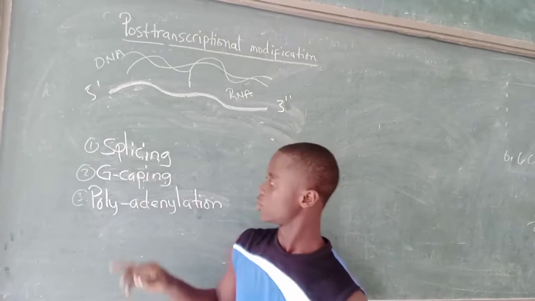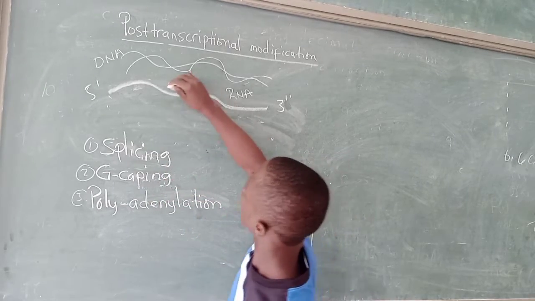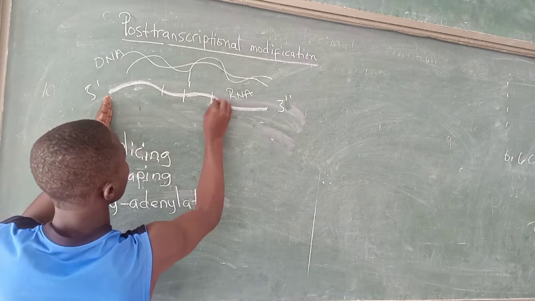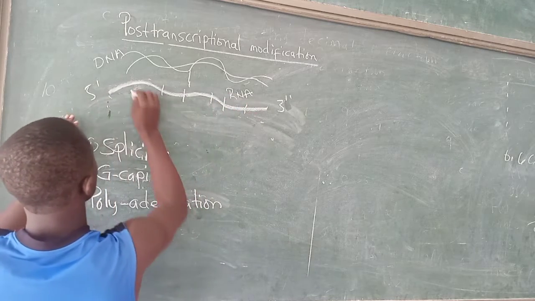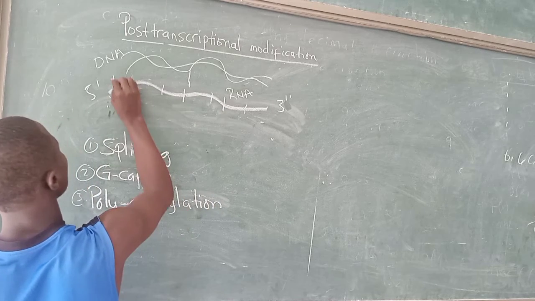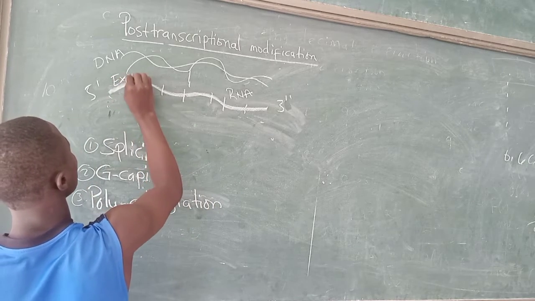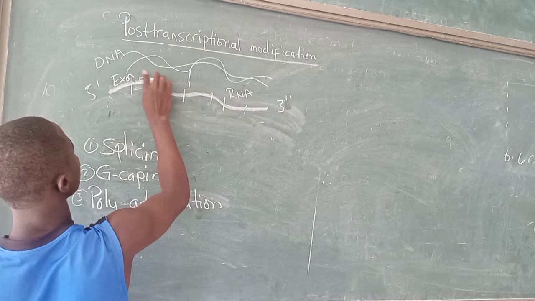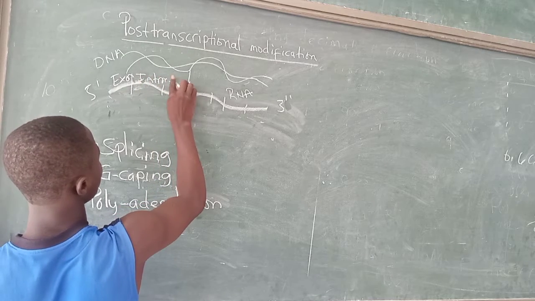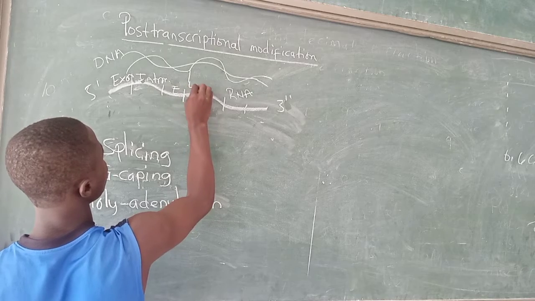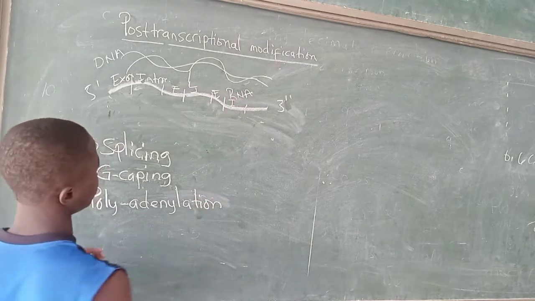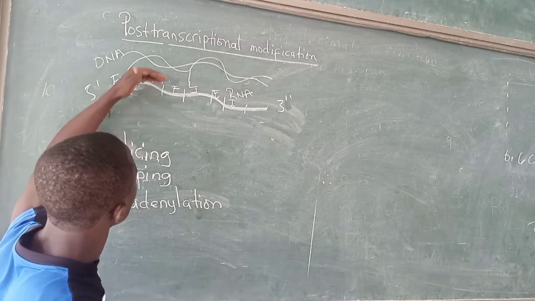Now the first process, which is splicing, involves removing of introns. When we have the premature RNA, we have introns and exons. So if we're going to divide these things into segments, we have maybe exon, and we have intron, then exon, then intron, and exon. Now, why are we doing this?